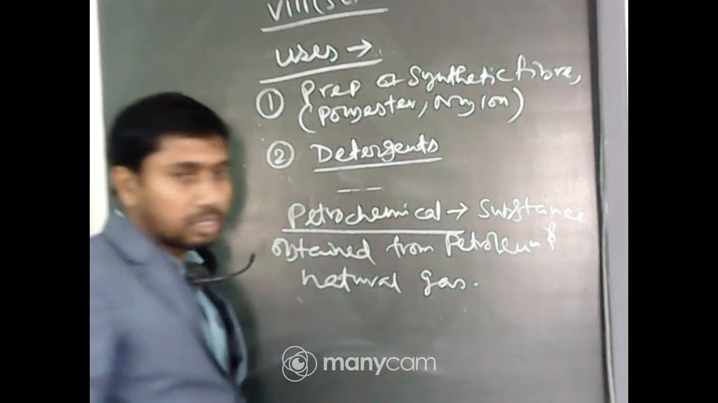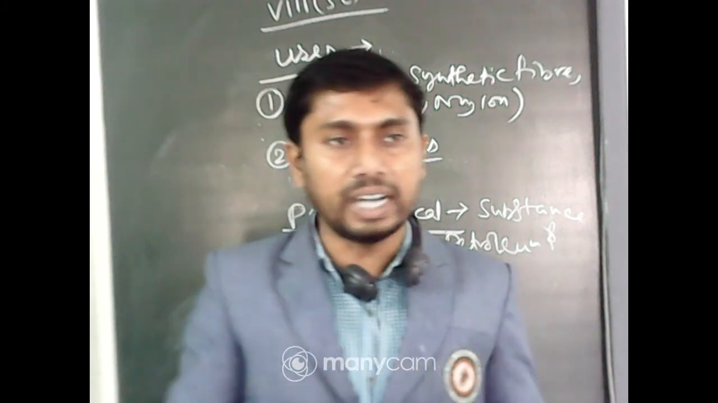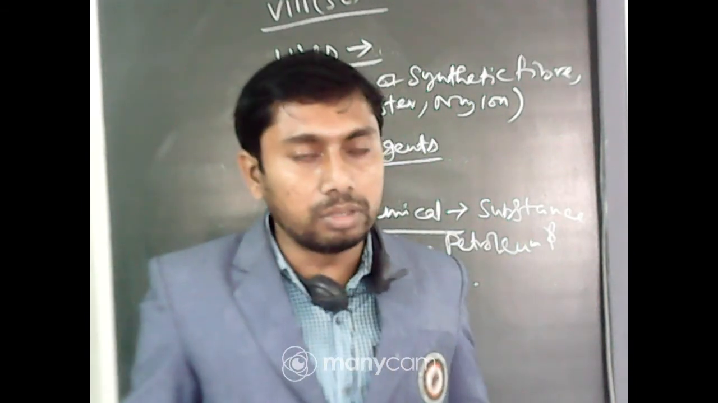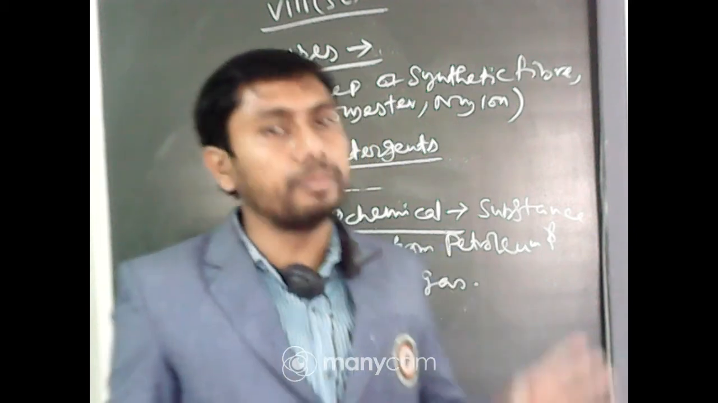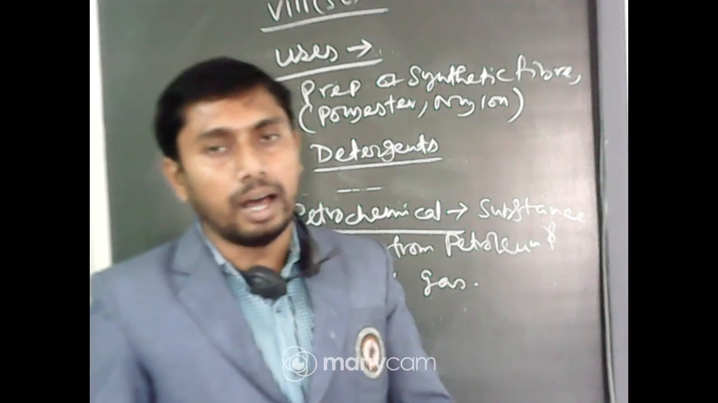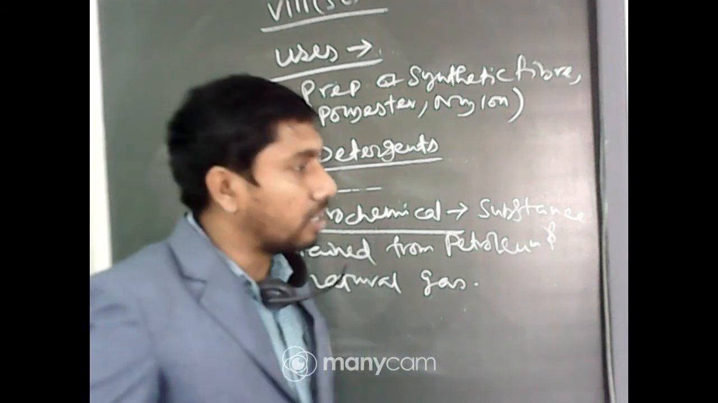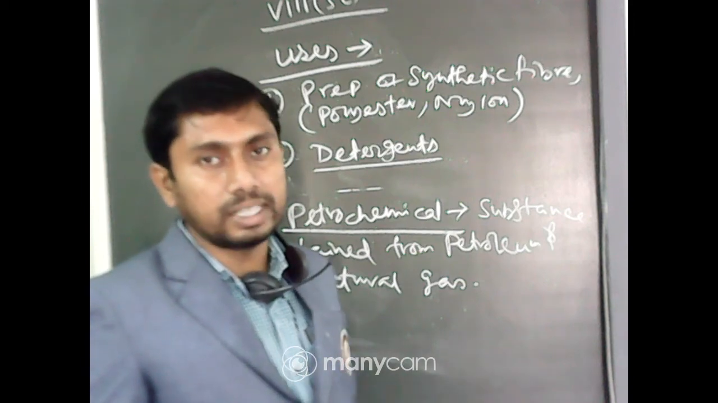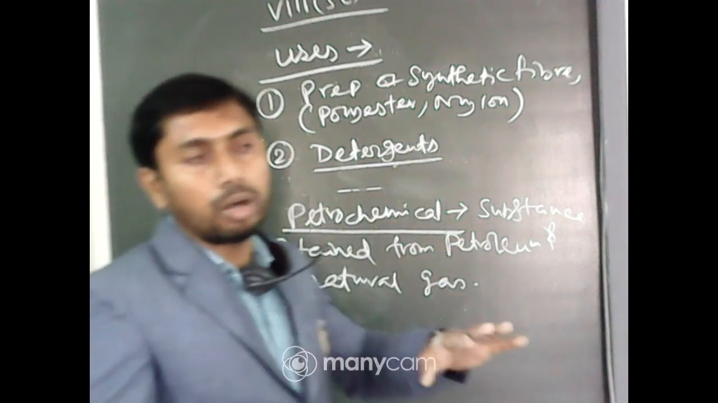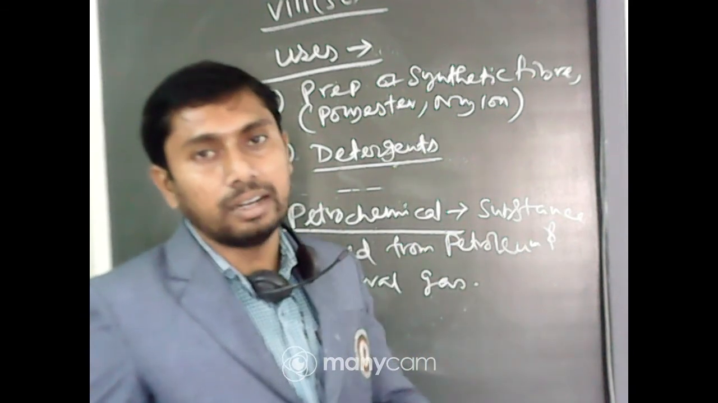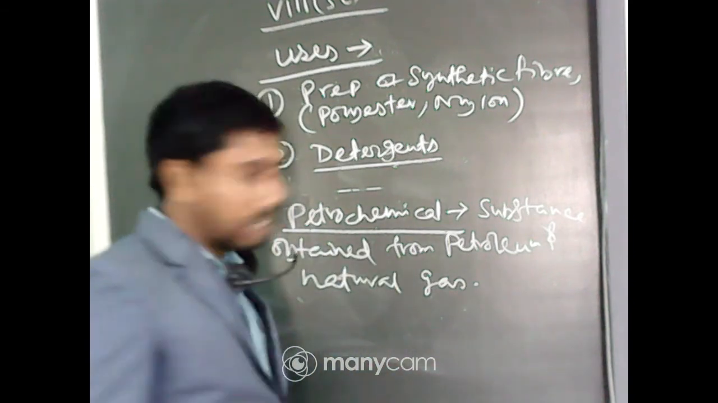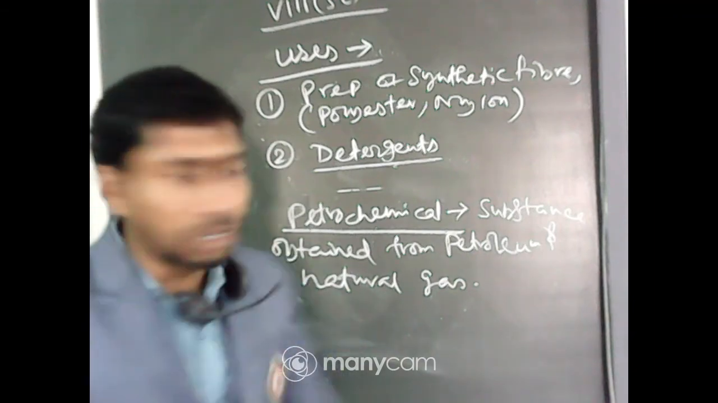Next one, detergents. Detergents are long chain fatty acid salts, the sodium or potassium salt of stearic and palmitic acid. We get the hydrocarbon from the petrochemicals, which should be converted to its higher homologue, then converted to acid first and then to its salt form, because detergents are acids and acid salts of higher homologue hydrocarbons.